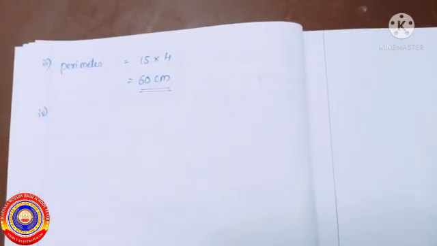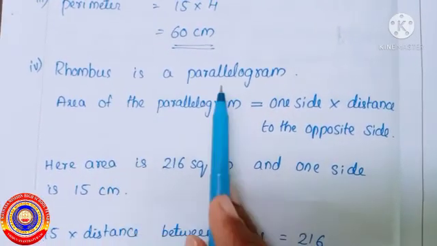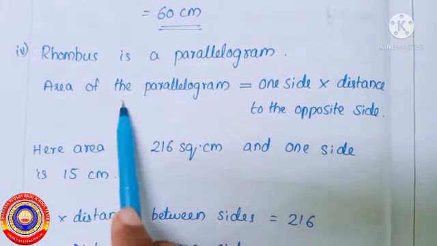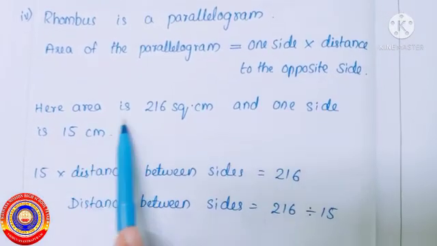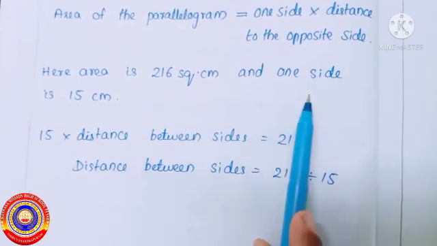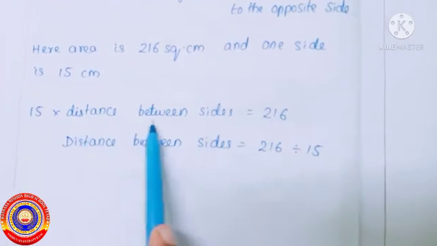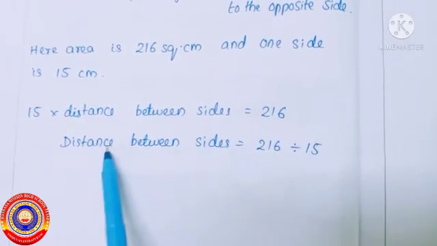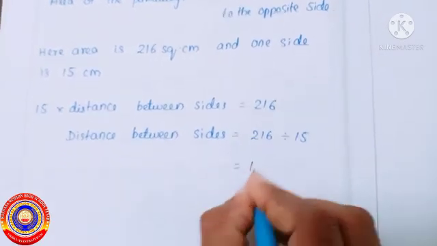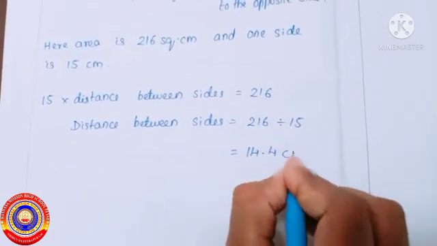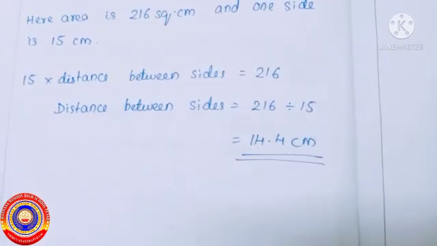Then the fourth question is to find the distance between sides. A rhombus is a parallelogram. Then the area of the parallelogram is equal to one side into the distance to the opposite side. Here the area is given as 216 square centimeter and one side is 15 centimeter. Then 15 into distance between sides is equal to 216. Then the distance between sides is equal to 216 divided by 15, which is equal to 14.4 centimeter.